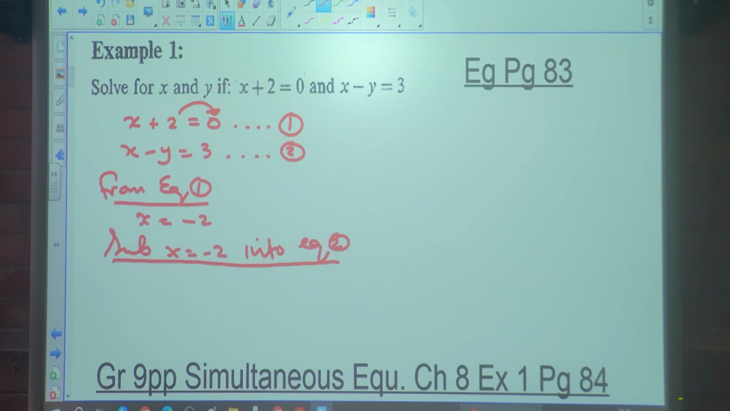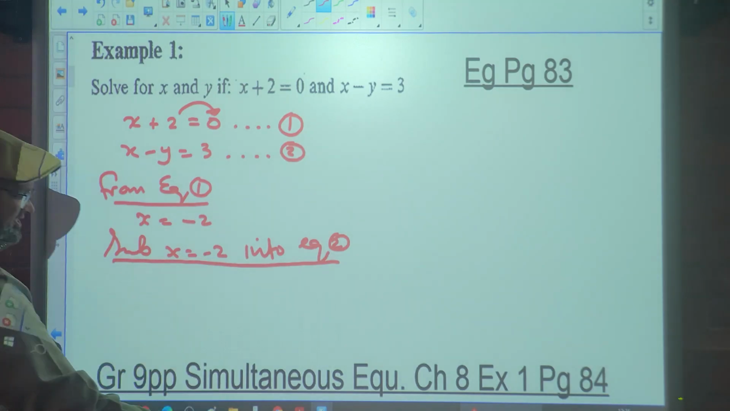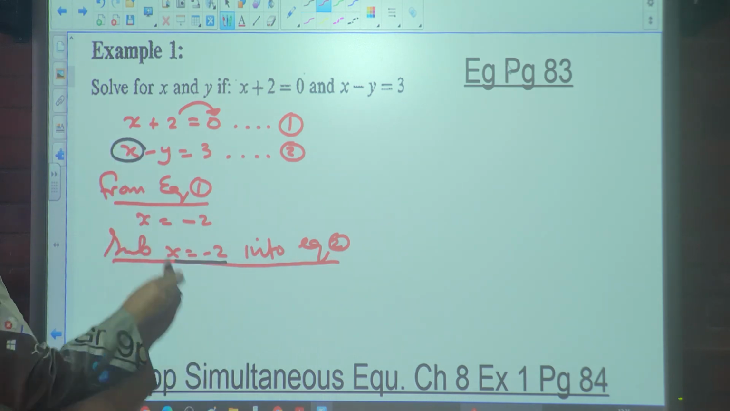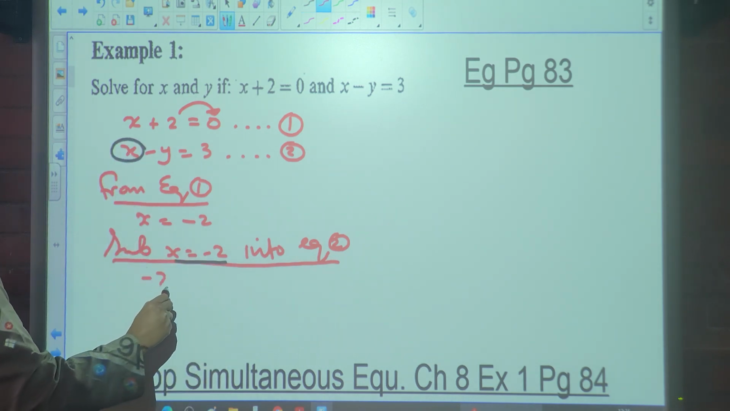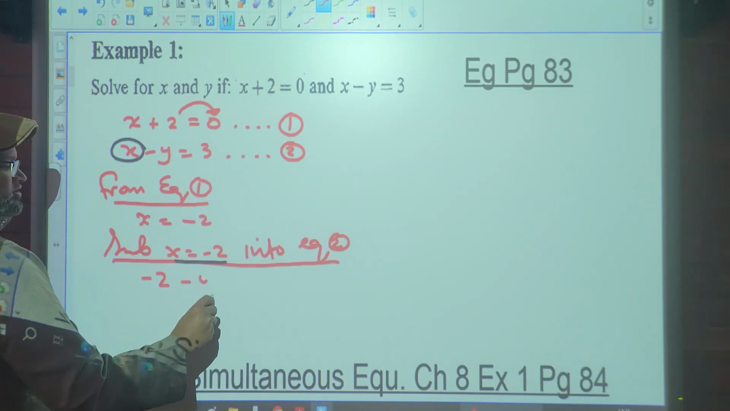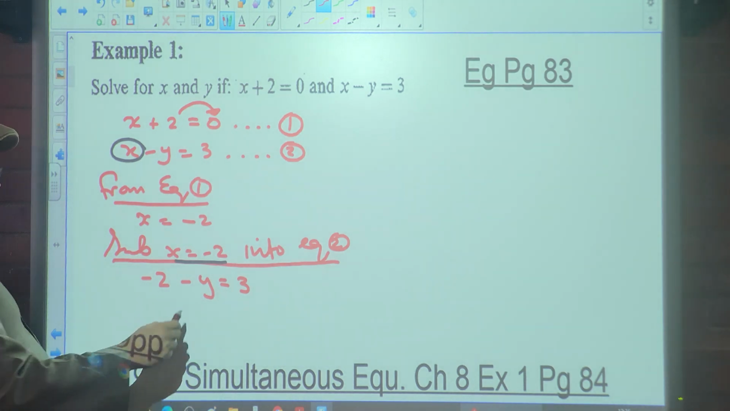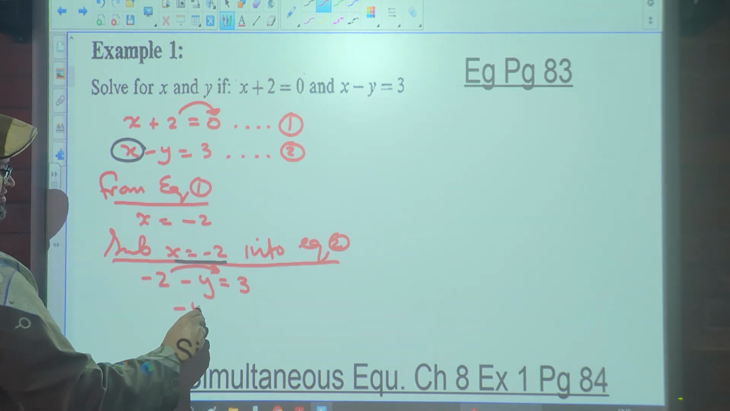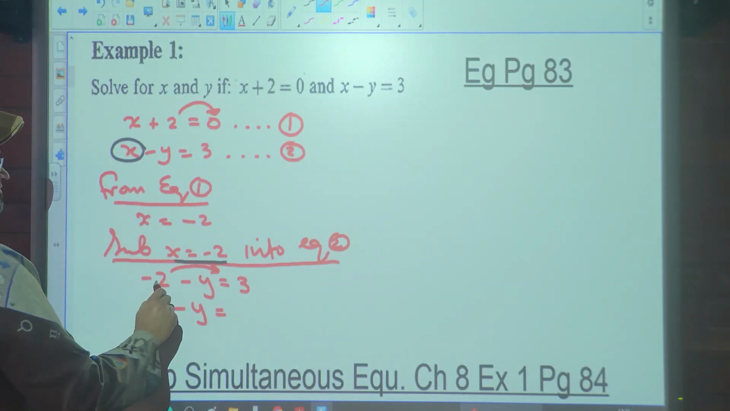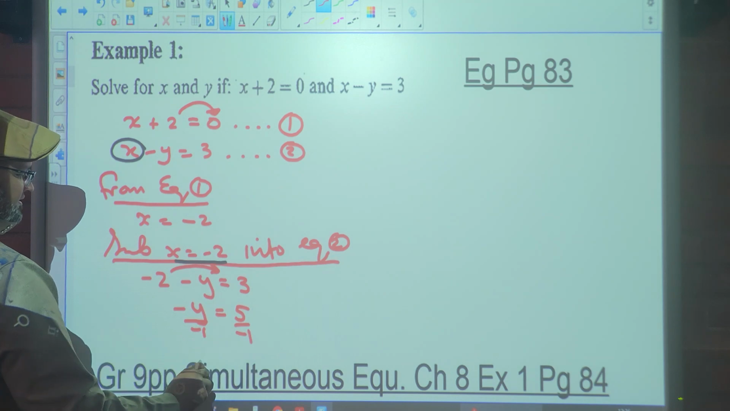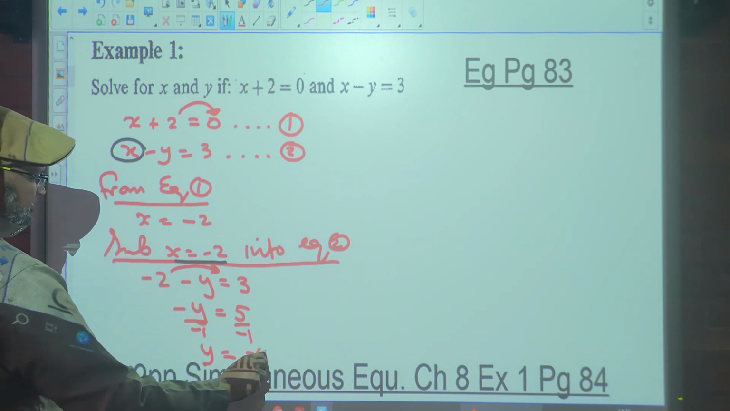Okay, you guys understand? So if I see an x, I put a minus 2. So what is now going to read? Minus 2 minus y is equal to 3. Now it's just a matter of solving for y. Take it over the equal sign, so negative y is equal to 3 plus 2, which is 5. Divide by negative 1 throughout. So y is negative 5.